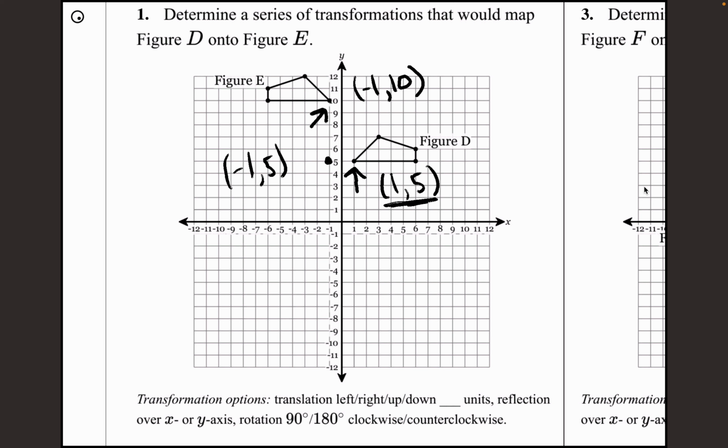And then how do I go up? What do I do here in order to get to negative 1, 10? Well, what transformation is it? We're going up, so what is that? Translation up how many units? 5. And if we go up 5, then we will get negative 1, 10. So down below, we would have to select a translation up 5 units, and then a reflection over the y-axis. And I'd have to circle that.